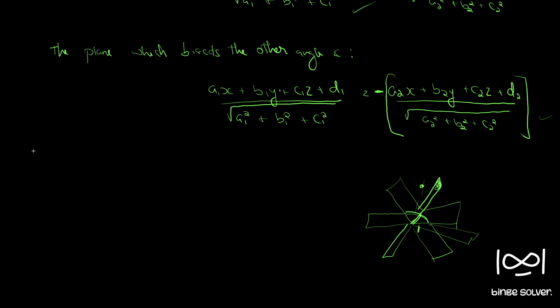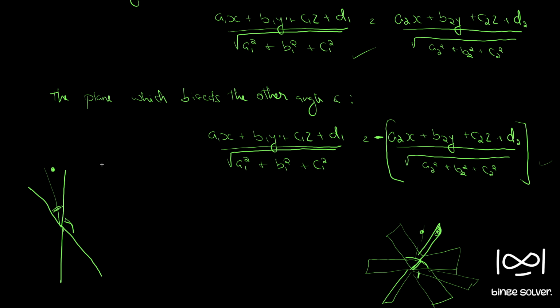So what are the two scenarios? Just consider this the 2D version of a plane. If the origin is in the acute angle, this is the acute and this is obtuse, then this equation will represent the equation of the bisector plane that cuts the acute angle. But if the origin is in the obtuse angle, then the same equation will represent the bisector plane that bisects the obtuse angle.